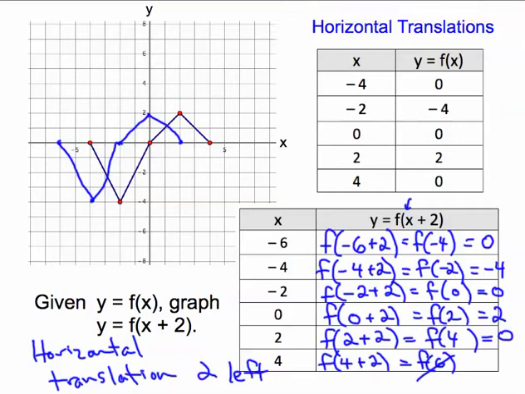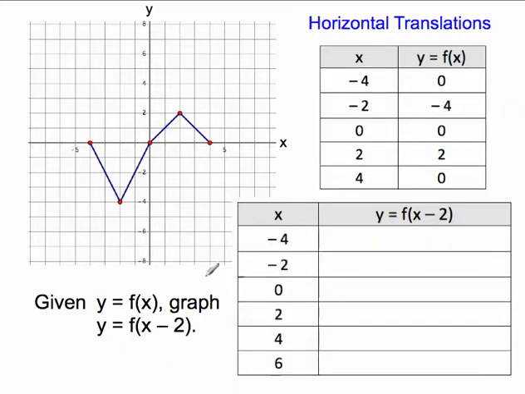Okay, carrying on with our examples of horizontal translations. Previously we saw that when we replaced x with x plus 2 inside the function notation brackets, we actually moved the graph 2 to the left. Now let's look at another example. Now we're replacing x with x minus 2.